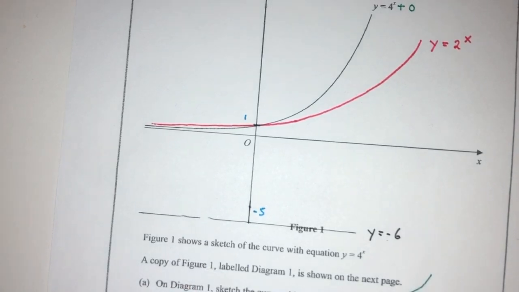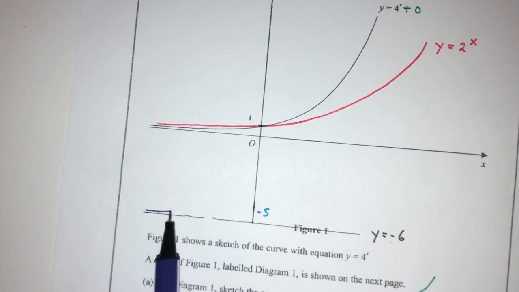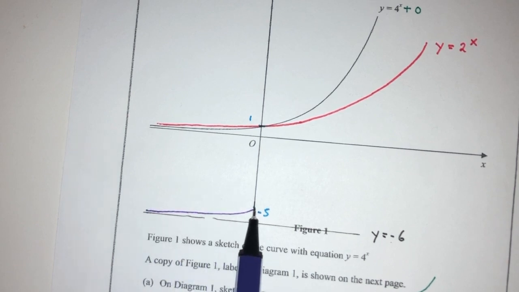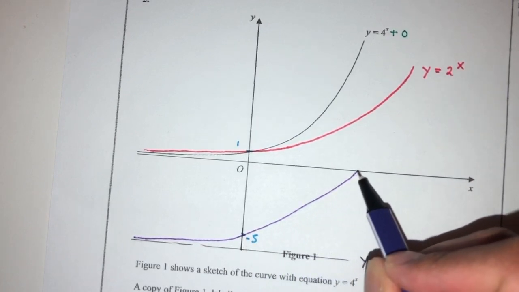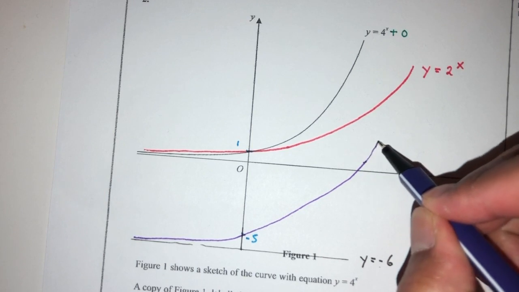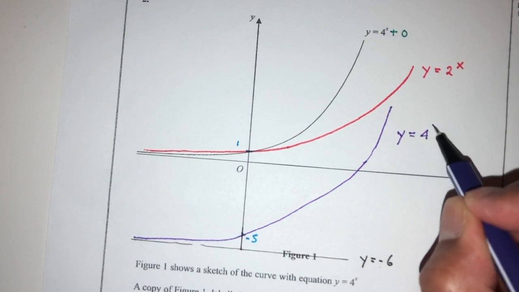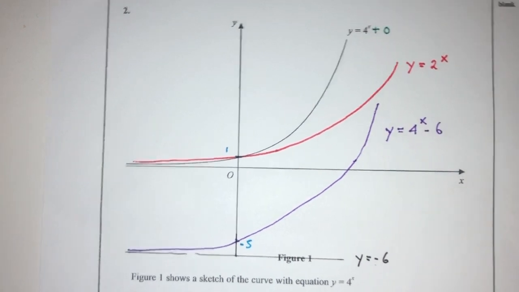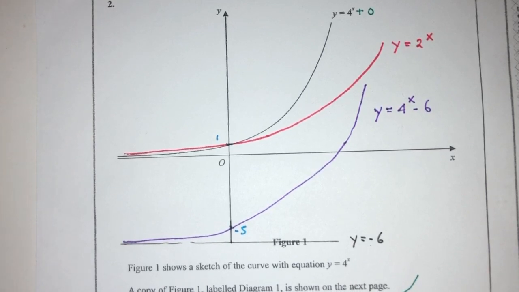Okay, now let's use a different color for this one. I think I will use purple, and try your best to make this look the same as the initial curve. So it should be going up, something like this, right? That will be y equal to 4 power x minus 6. Now this one is not perfect, it's not very smooth, but you get the idea. You will be drawing with a pencil and make it as smooth as possible.